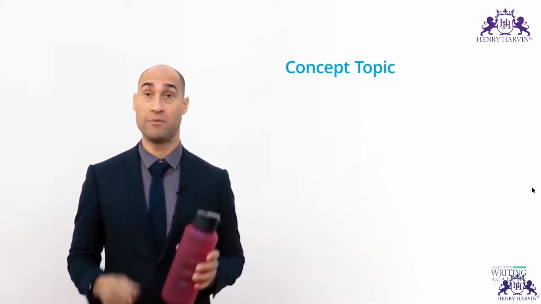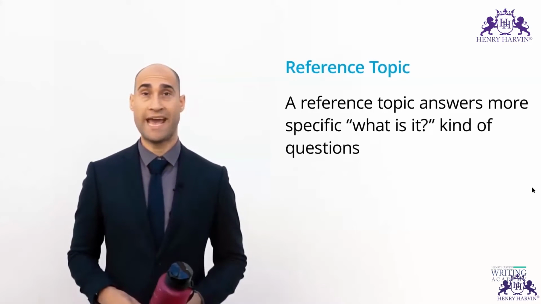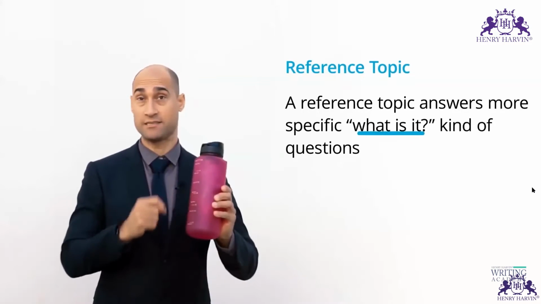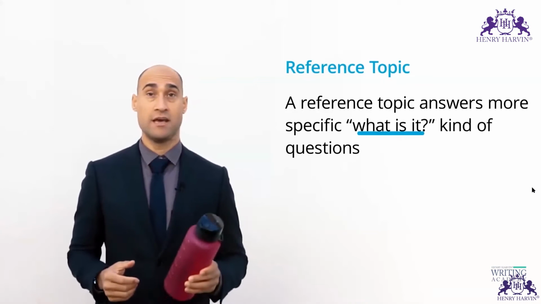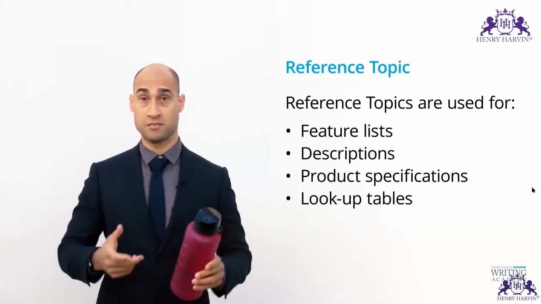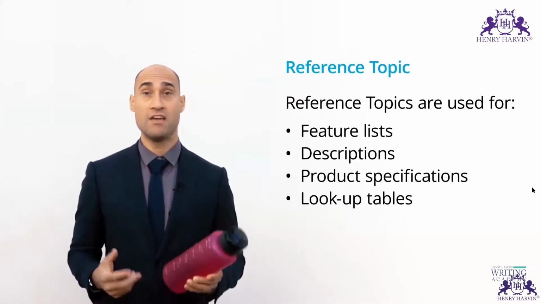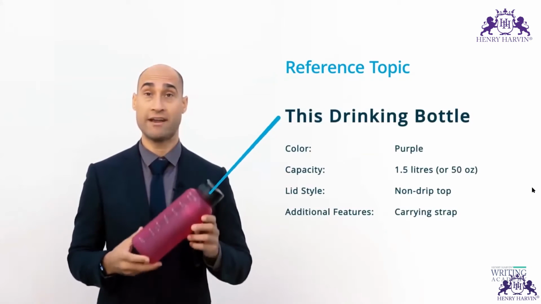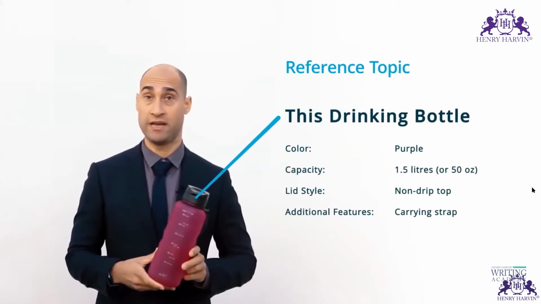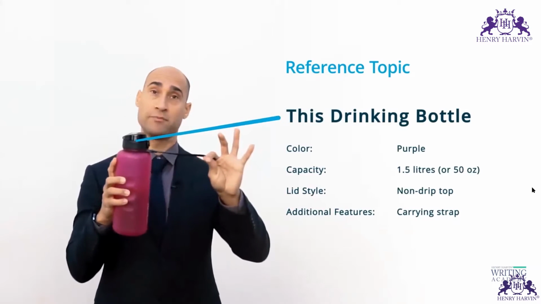Now, if I wanted to describe a specific drinking bottle, I would use a reference topic. A reference topic answers more specific "what is it" type of questions. It helps users simply know the facts as conveyed. It's often used for feature lists, descriptions, product specifications, lookup tables, or other factual information. If I was writing a reference topic about this water bottle, I could tell you it's purple, it carries 1.5 liters or 50 ounces of liquid, and has a non-drip top, and a carrying strap.